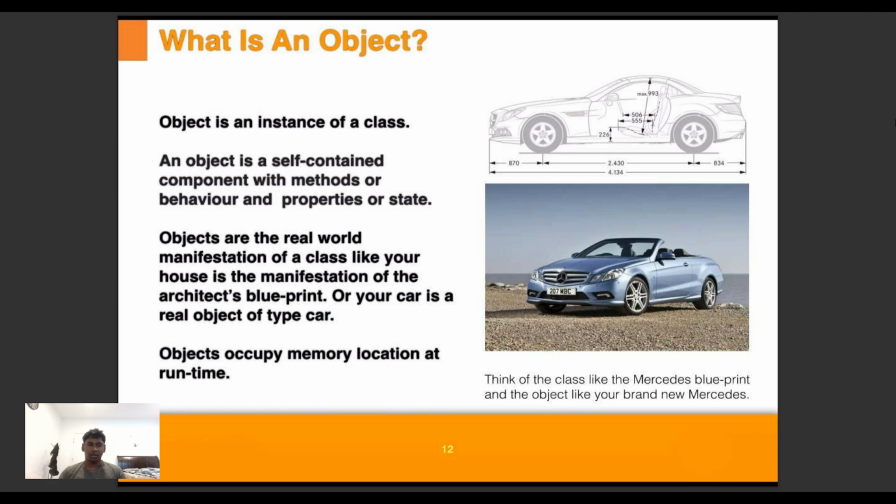Objects are the real world manifestation of a class, like your house is the manifestation of the architect's blueprint, or your car is a real object of type car. Objects occupy memory location at runtime. For example, think of the class like the Mercedes blueprint and the object like your brand new Mercedes.